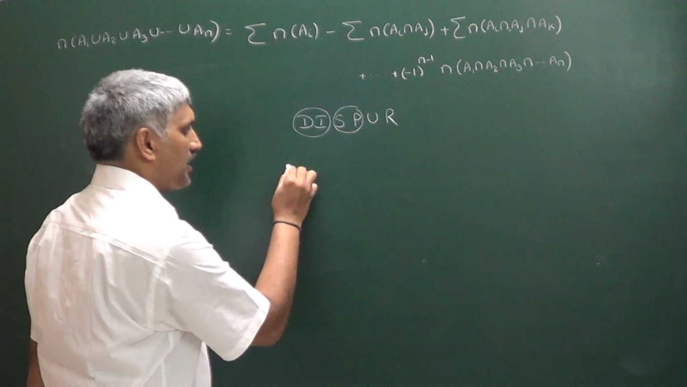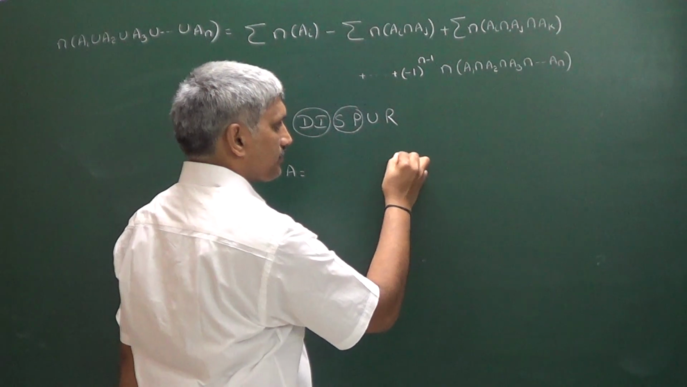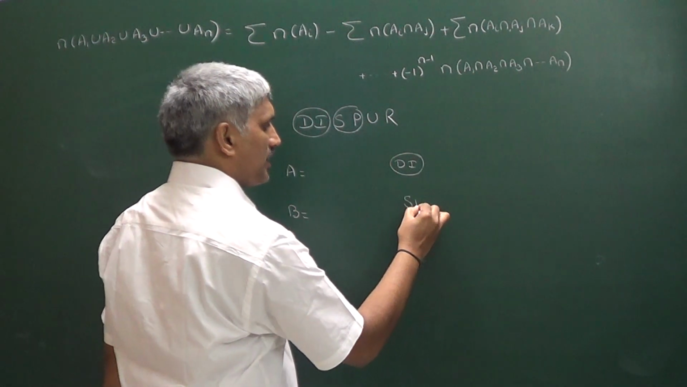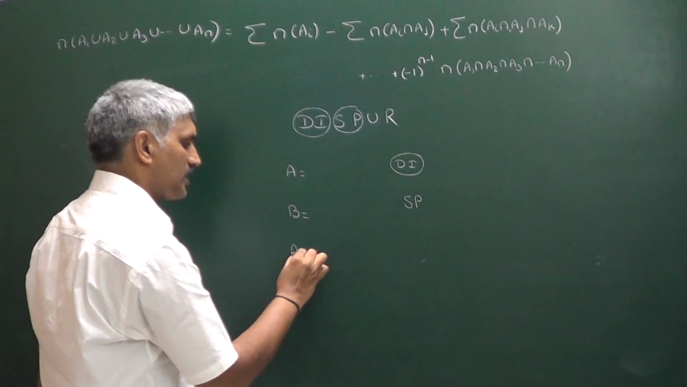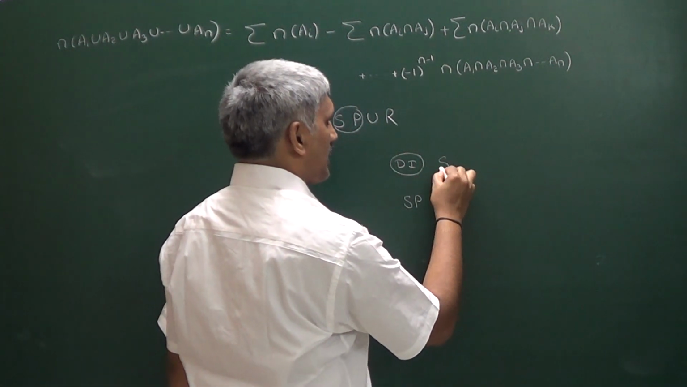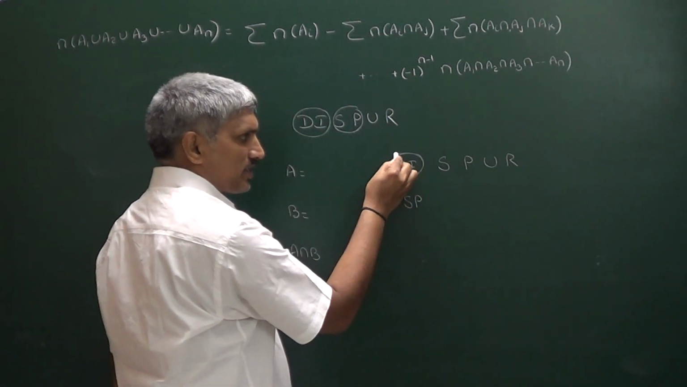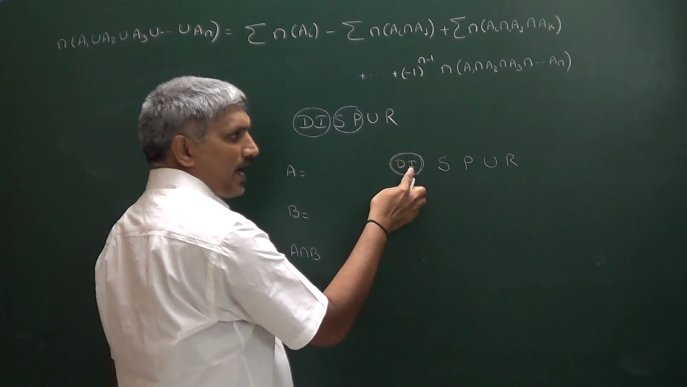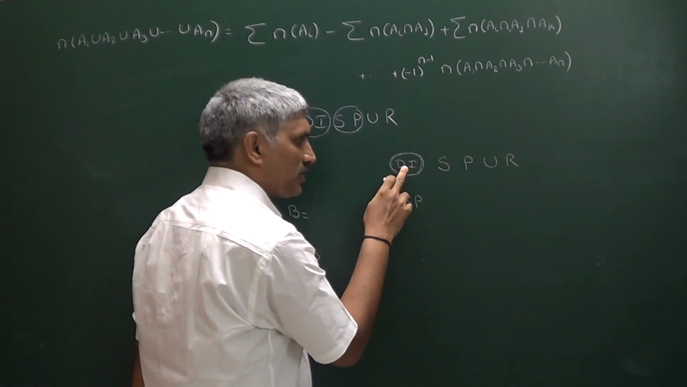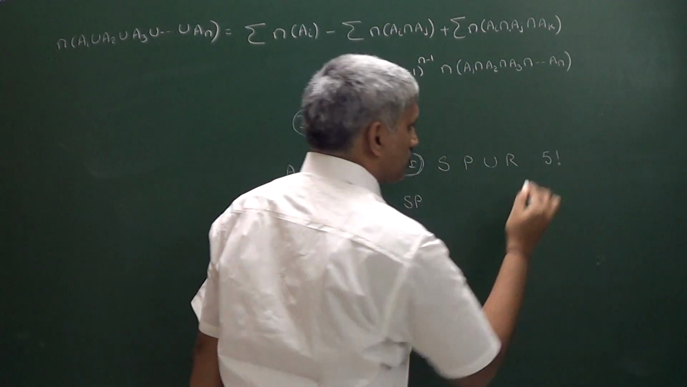Here I am taking A denotes DI appears. Next, B denotes SP appears. So what does A intersection B denote? Both appear. DI appears means what happens here? S, P, U, R. Because we are considering this as one unit, DI has to appear always. So 1, 2, 3, 4, 5 units. They can be arranged in 5 factorial ways.